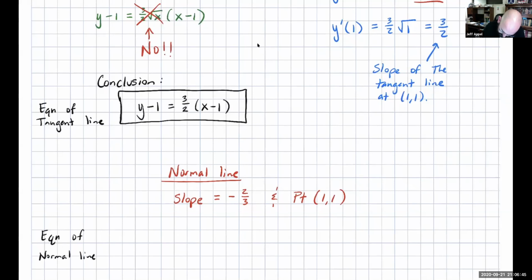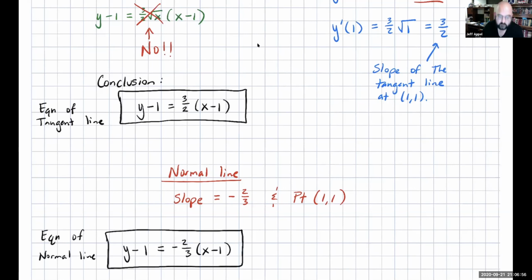So the equation of our normal line is going to look like this. It's going to be y minus 1 equals negative 2/3 times x minus 1. And if you look at it, it looks just like your tangent line, just with the change to the slope. Okay, so that is how we deal with that.